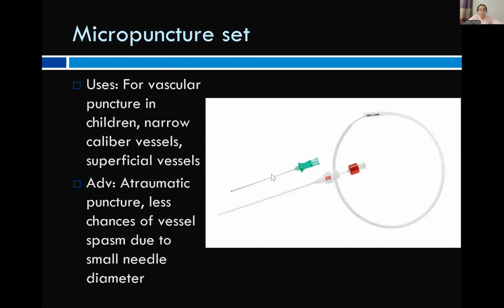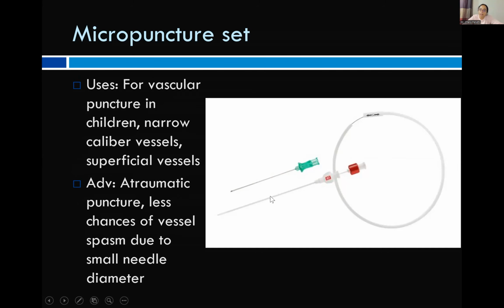So then we have something known as a micropuncture set. We usually use a single 18-gauge needle, but when we are puncturing the vessel of a child, which is very small, or we are puncturing a vein, we might cause injury or spasm by a big puncture needle. So these are tiny or small puncture needles. Usually they are 21 gauge. They come with a thin 018 guide wire, which goes into this micropuncture needle.